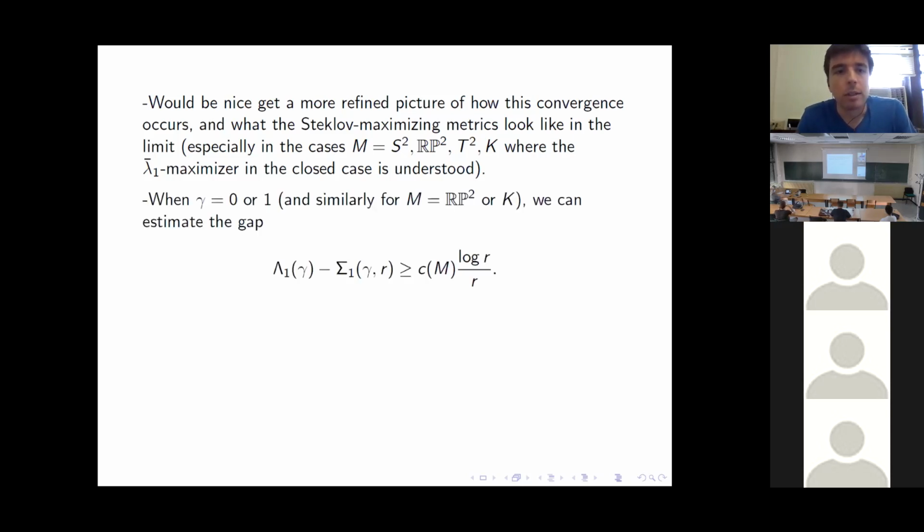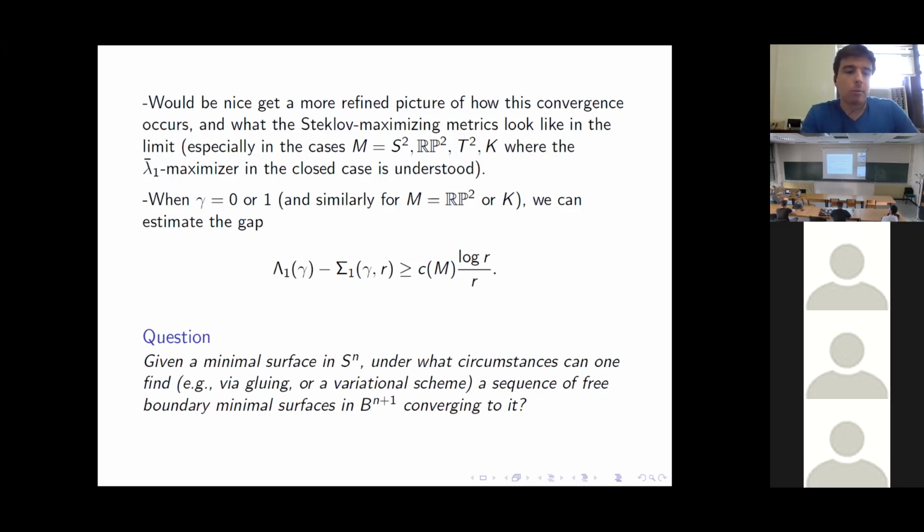I'll mention that when the genus is 0 or 1, and we have a similar result for RP2 or K, using these quantitative stability results in the paper with Nahon and Polterovich, we can get some nice estimates on the actual gap between these Laplacian maxima and the Steklov maxima. In particular, the gap between the Laplacian maximum and the Steklov maximum with R boundary components is going to be bounded below by log R over R. We think this might be sharp. We're still trying to figure that out.